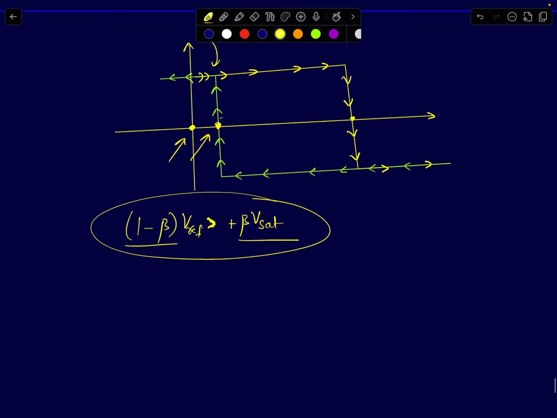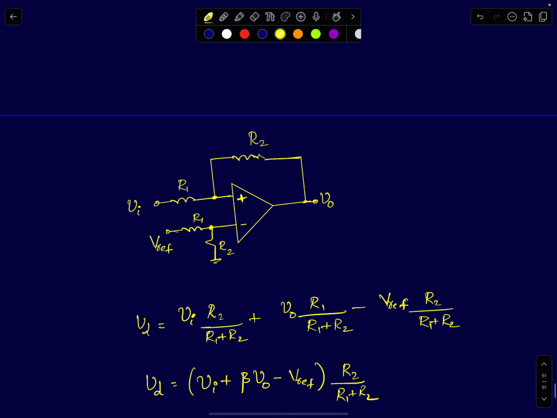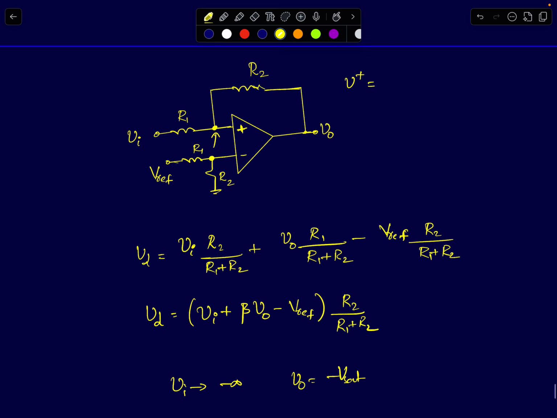In the same way, if I want to add an offset to the non-inverting Schmitt trigger, I can do that by connecting some threshold voltage at the inverting terminal. So let's look at this circuit. What have I done here? Remember, previously for the non-inverting Schmitt trigger, the voltage V plus is given by, applying the principle of superposition at this node, Vi times R2 by R1 plus R2, plus the feedback contribution of the output voltage, V0 times R1 by R1 plus R2.